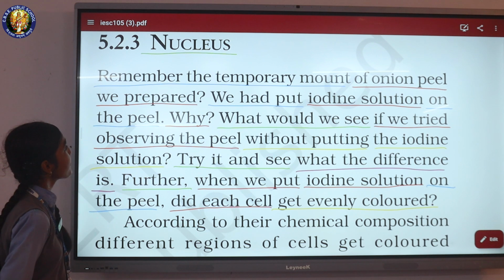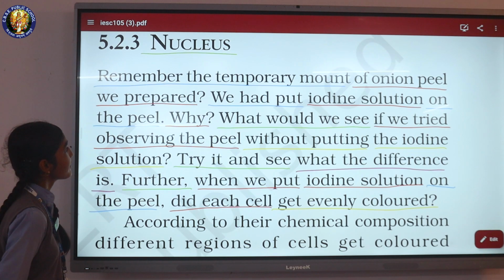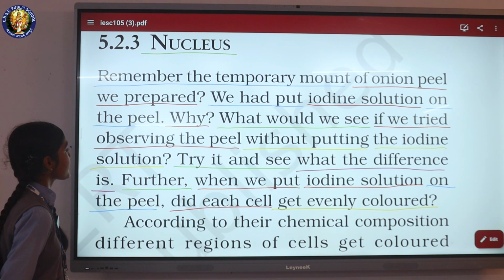Nucleus. Remember the temporary mount of onion peel we prepared. We had put iodine solution on the peel. Why? What would we see if we tried observing the peel without putting the iodine solution? Try it and see what the difference is.